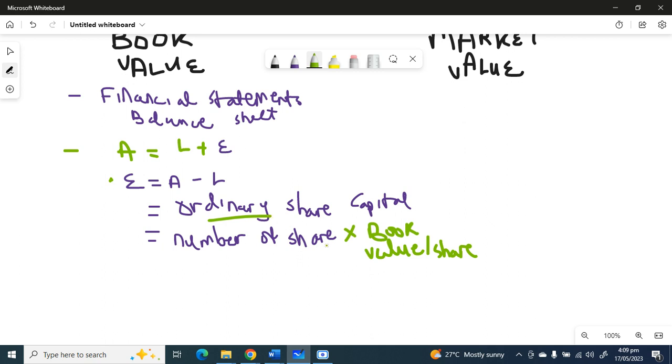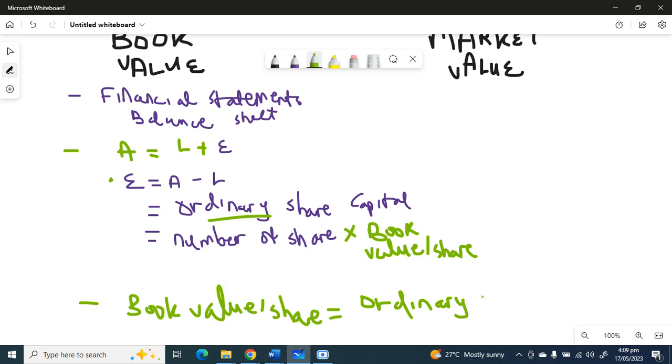Then, if you want to get the book value per share for each of the shares, this is the ordinary share capital. So here we're ignoring preference shares, all right? We're just dealing with ordinary shareholders. Remember, ordinary shareholders are also part owners of a company. So ordinary share capital divided by the number of shares.